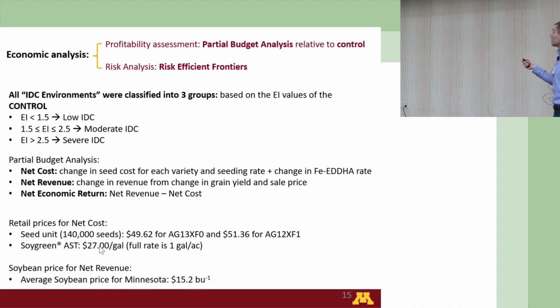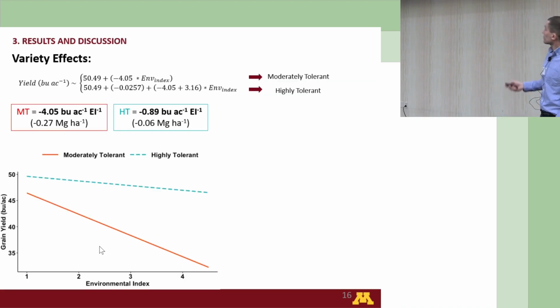So for the partial budget analysis, net cost was considered as the change in seed cost for each variety in seeding rate plus the change in iron chelate rate. Net revenue was considered as the changing revenue from changing grain yield and sale price. And then the net economic return was calculated as the difference between net revenue and net cost. So, results and discussion.